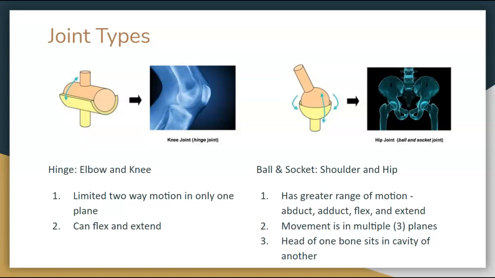You can flex and extend, and then abduct and adduct, which is move away from the body and bring into the body. In this case, the head of a bone sits in the cavity of another. So your humerus bone has a circular head that fits into your shoulder cavity. And same on your leg, your femur has a circular head that fits into your hip bone.